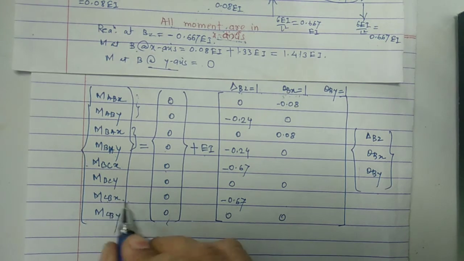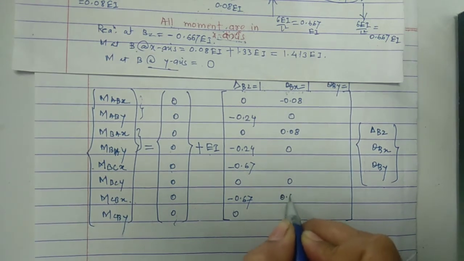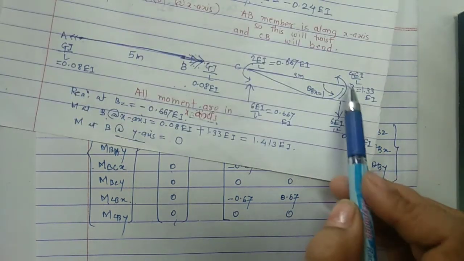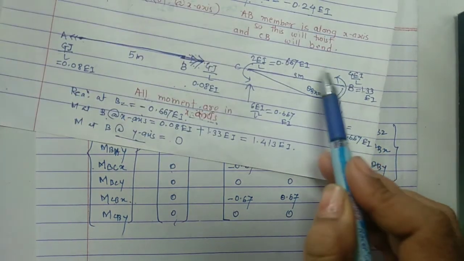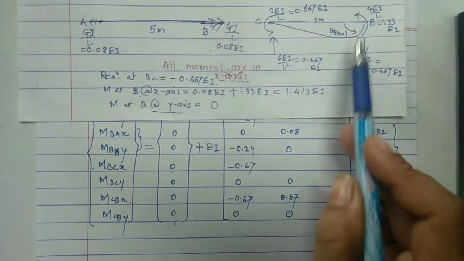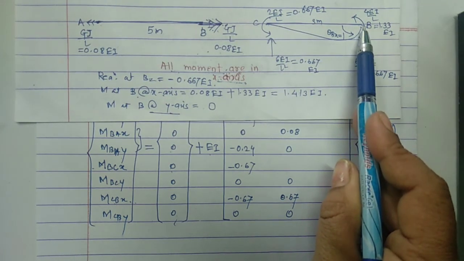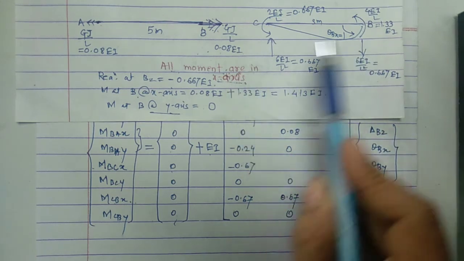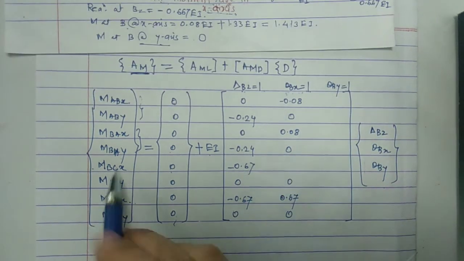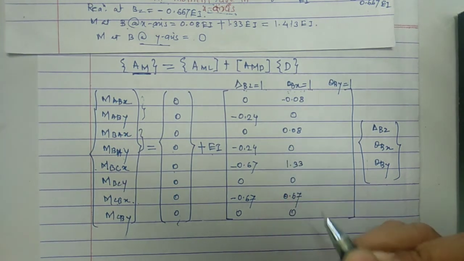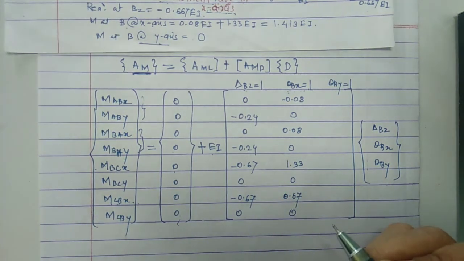That is, simply we can write 0.667, which is C to B. Okay, so in C to B, here 0.67, and at B point, this 1.33, that is also in anti-clockwise direction. At B point for the BC member, this moment is MBCX. Moments are in X direction, 1.33. So here this BCX 1.33. Okay, so this way this second column is also completed.